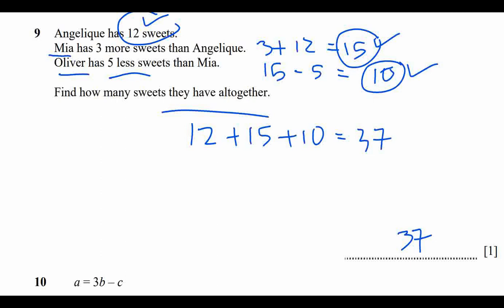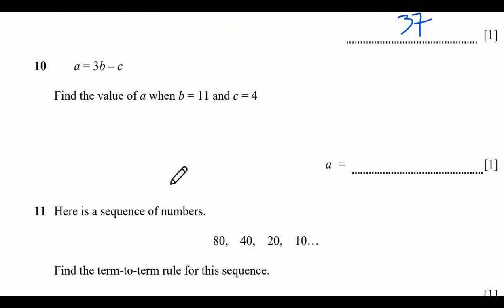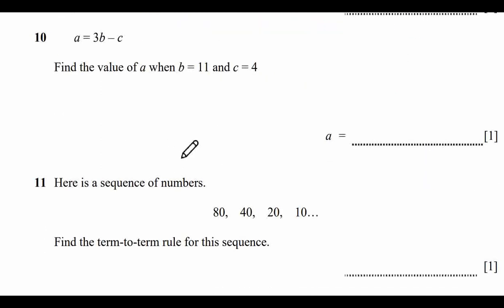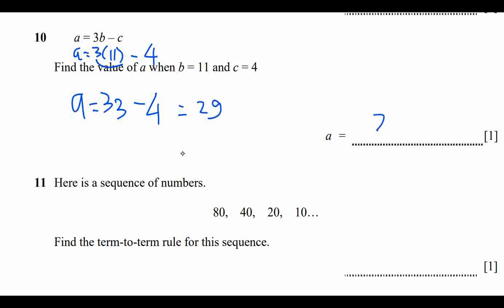Now let's move on to question number 10. a equals 3b minus c. Find the value of a when b is 11 and c is 4. So b is 11, 3 times 11, and c is 4. So find a. Now 3 times 11 is 33 minus 4. So a will be 33 minus 4 is 29.